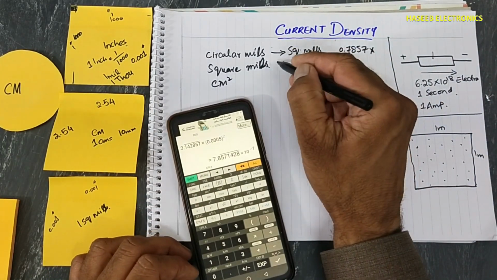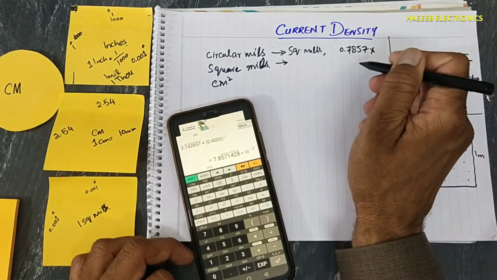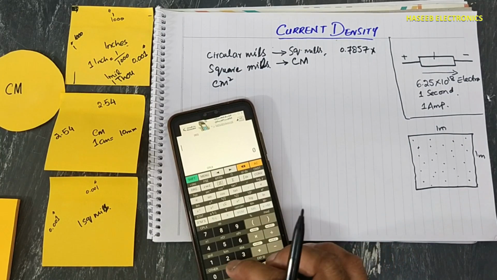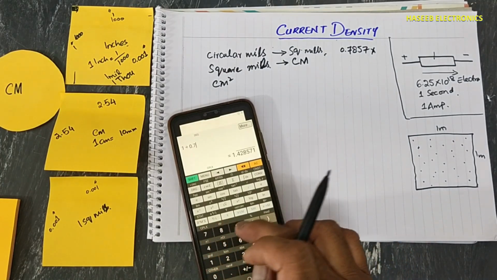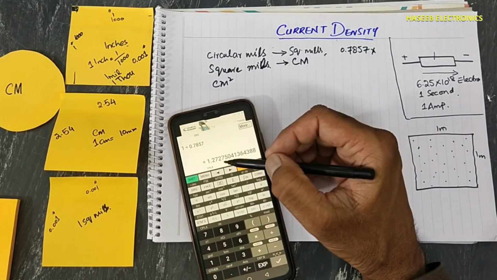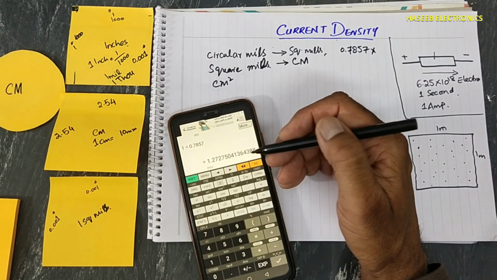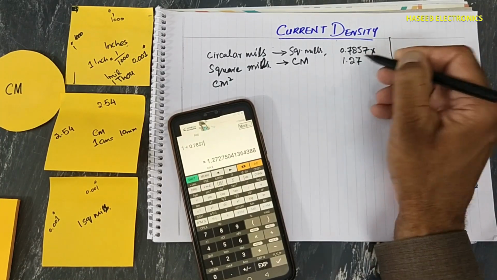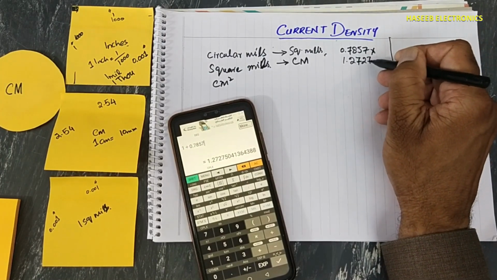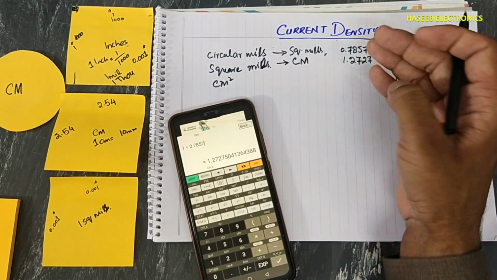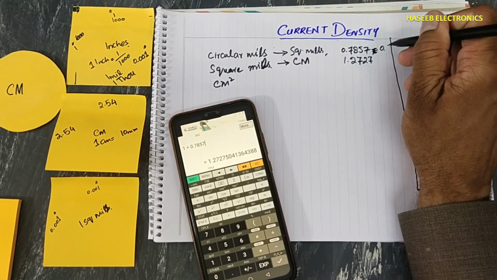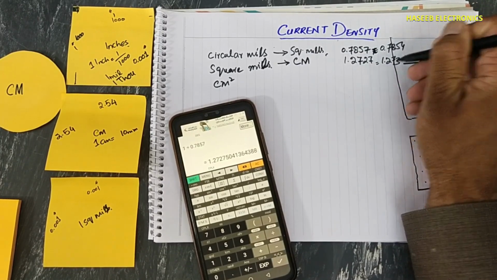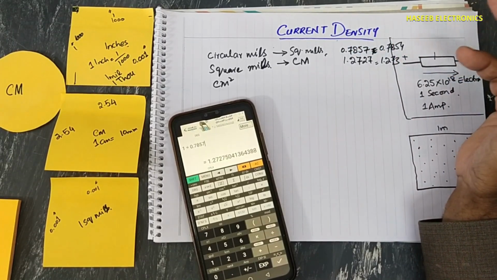And if we have square mils and want to convert them into circular mils, we take 1 divided by 0.7857, and it becomes 1.2727. This is the calculated value, but normally it is considered as 0.7854 and 1.273. We can use either number, it is the same.